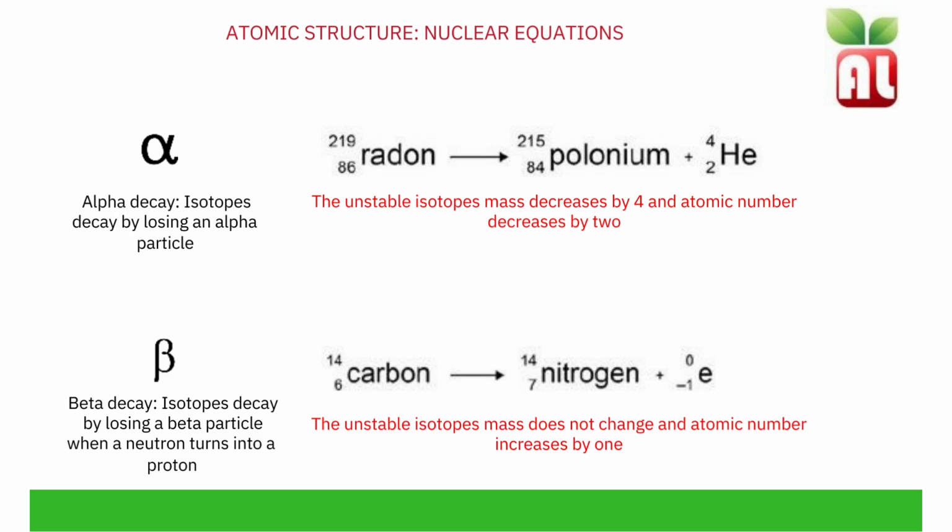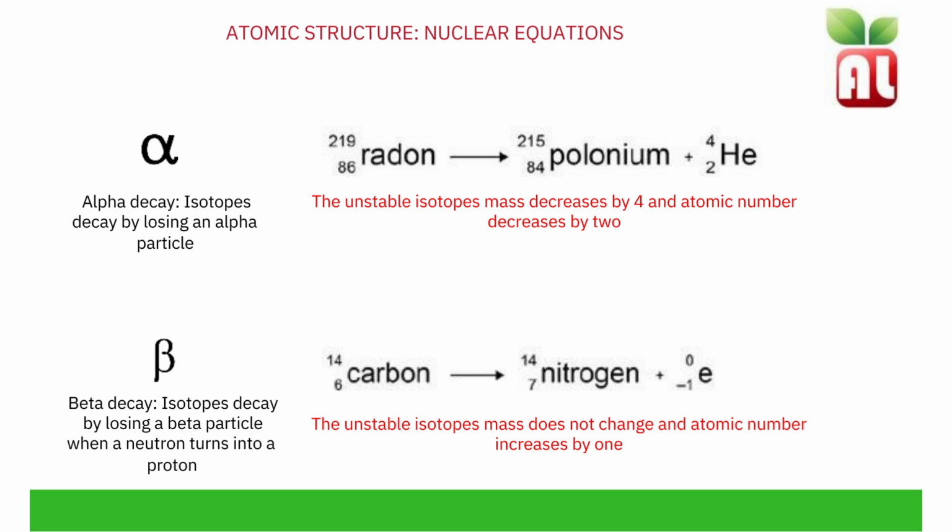Unstable isotopes undergo decay to become more stable. This may be in the form of alpha or beta decay, where your unstable isotope loses either an alpha or beta particle. In gamma decay, as gamma has no mass or no charge, the isotope will not change in structure.